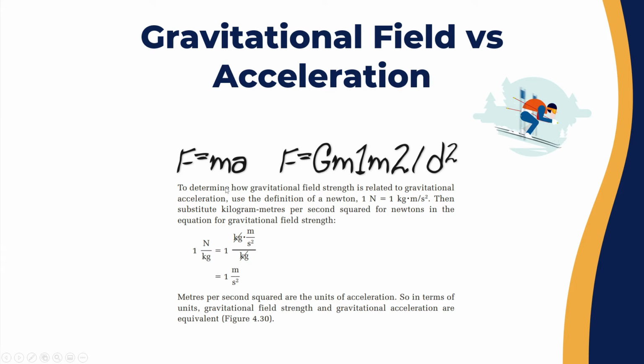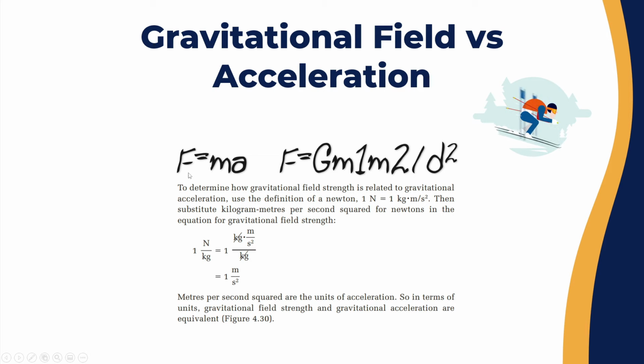If we do that, we start with 1 Newton equals 1 kilogram dot meter per second squared. Now if we divide over kilogram for both sides, we can say that 1 Newton over kilogram equals 1 meter per second squared. Now you found a relation between the gravitational field and the acceleration.